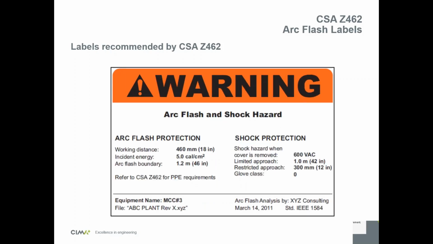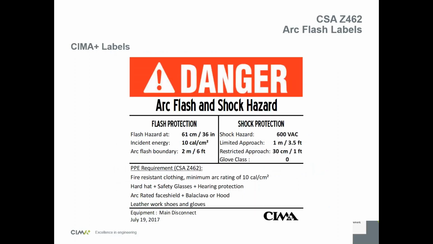Then you can go another step further and include reference to the CSA Z462 standard. You can include limited approach boundary for shock protection. You can include restricted approach boundary. You can include glove class. You can also include the equipment name. You can include the company that did the study. You can include the date of the analysis, and you can also refer to the method used. In this case, the method used was standard IEEE 1584. So you can go even a step further than that.